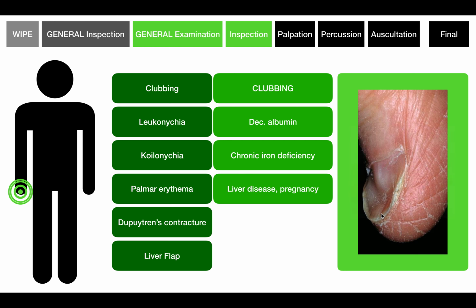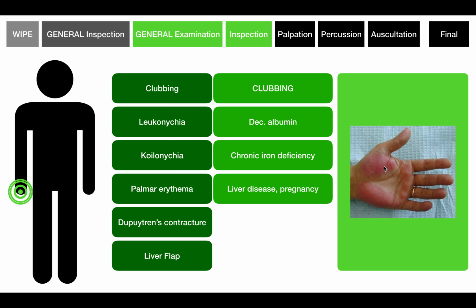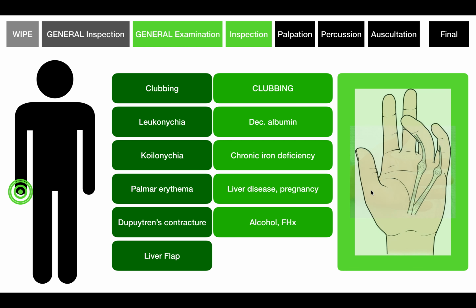Palmar erythema, which is liver disease or pregnancy, so a big surge of estrogen basically. Dupuytren's contracture, alcohol and family history, so the fourth and fifth digits here are passively flexed at the proximal joints. Then liver flap or asterixis is associated with alcohol and cirrhosis.